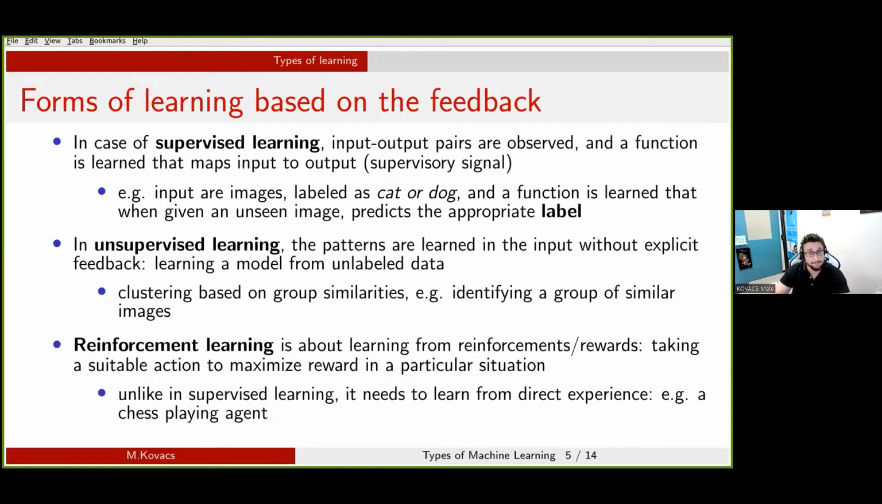The second main type of machine learning is unsupervised learning. In this case, we are learning a model from completely unlabeled data, and we are trying to find patterns in our data. Going back to our cat-dog example, imagine that we have the same pictures, but these are not labeled, so we don't know which is a cat or a dog. So in unsupervised learning, we try to group the pictures together that are similar to each other, in this case, cats or dogs.